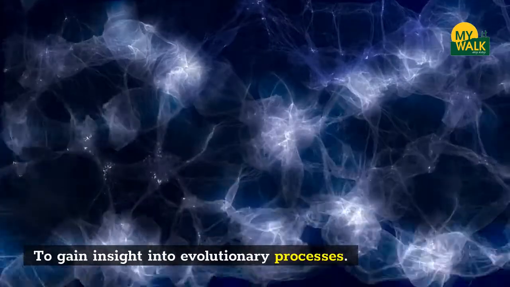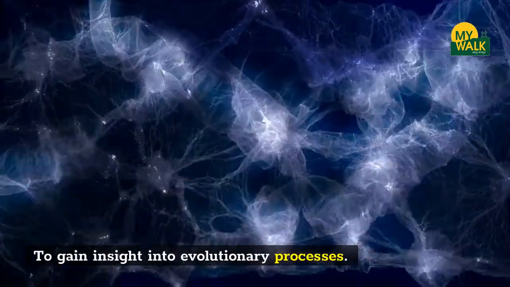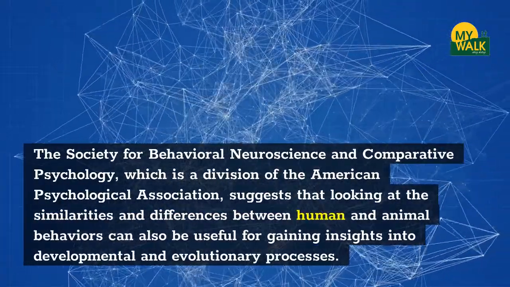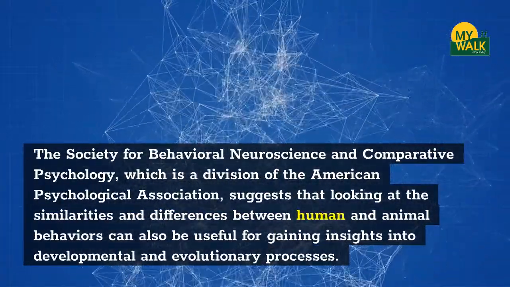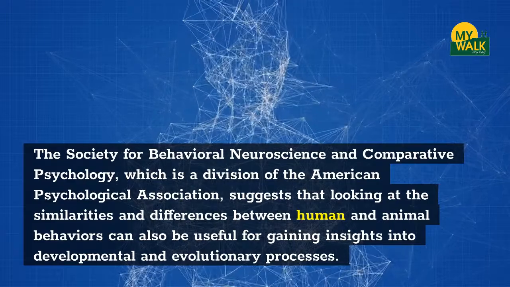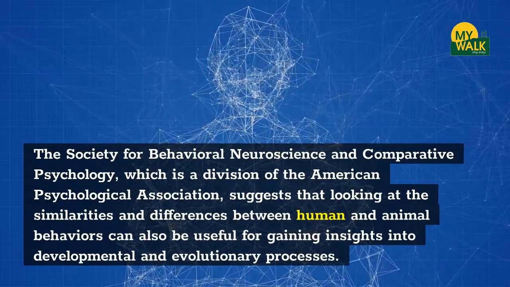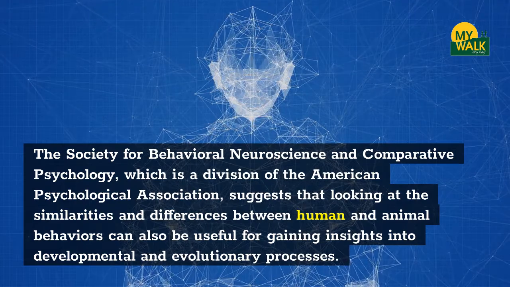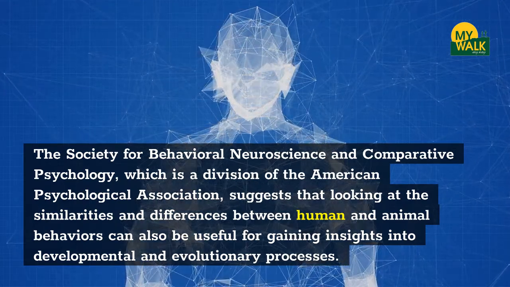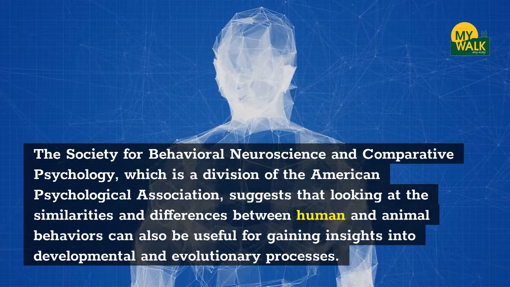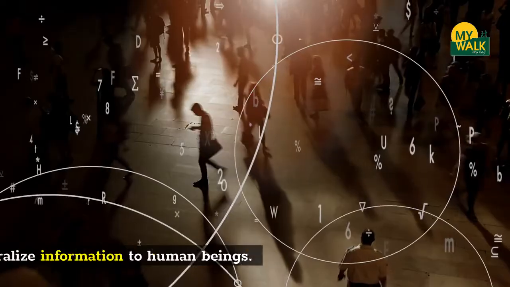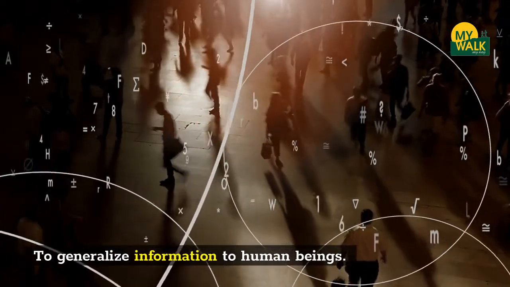1. To gain insight into evolutionary processes. The Society for Behavioral Neuroscience and Comparative Psychology, which is a division of the American Psychological Association, suggests that looking at the similarities and differences between human and animal behaviors can also be useful for gaining insights into developmental and evolutionary processes.